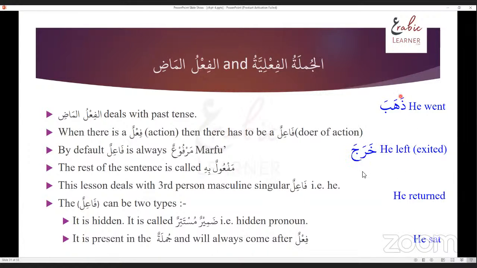These are some verbs you have to remember. Zahaba means he went. Kharaja means he left. Raja'a, he returned. Jalasa, he sat. Zahaba, he went. Kharaja, he left. Raja'a, he returned. Jalasa, he sat.